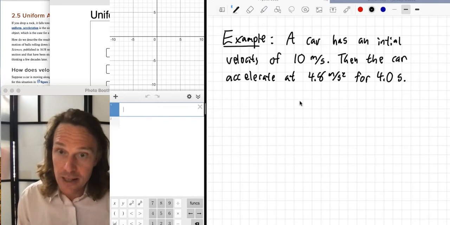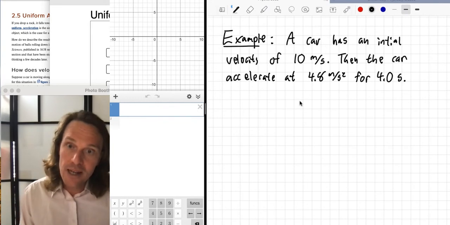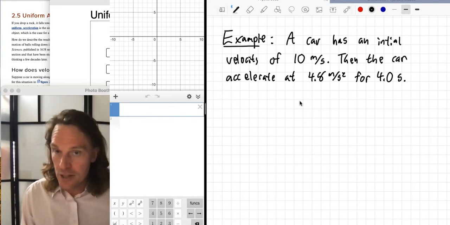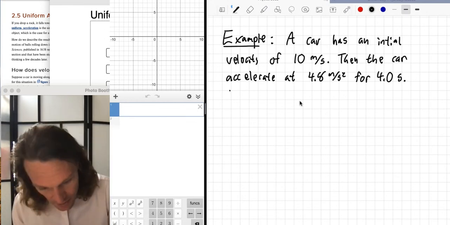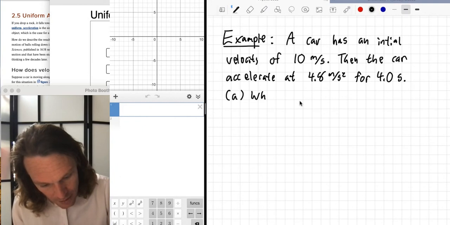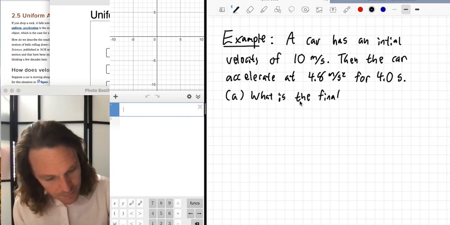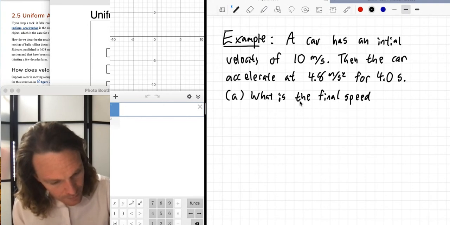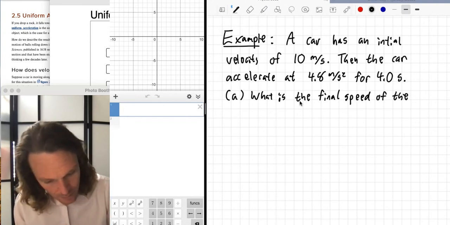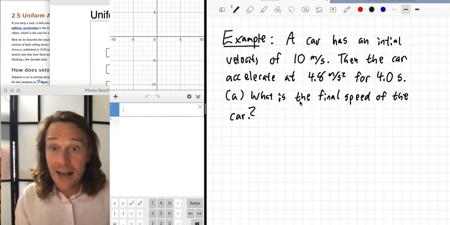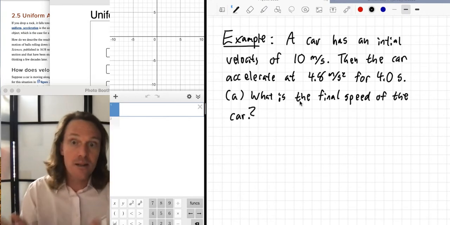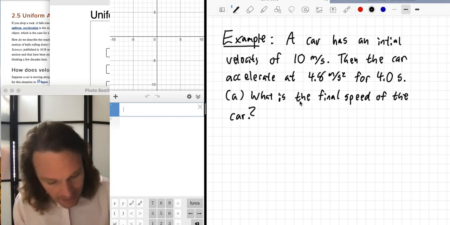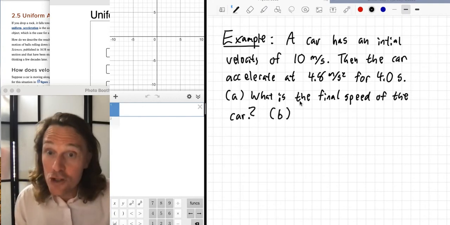So the question then is, during that 4 seconds of acceleration, what's going to be the final conditions? So I have 2 questions. One is going to be, what is the final speed of the car? I don't say after 4 seconds, but that's when the system ends. So it started at 0 seconds, ends at 4. And then the other question is, how far does the car travel?